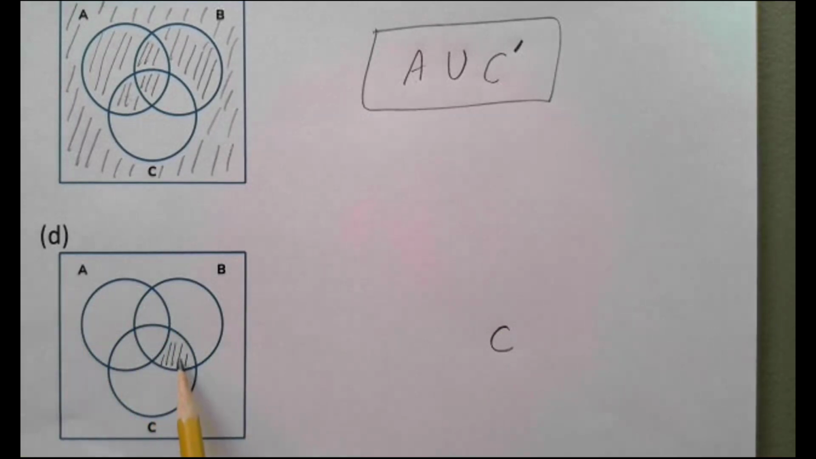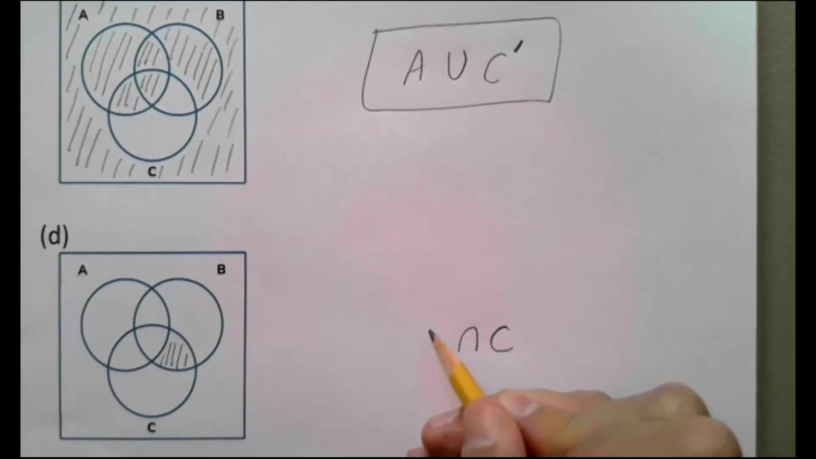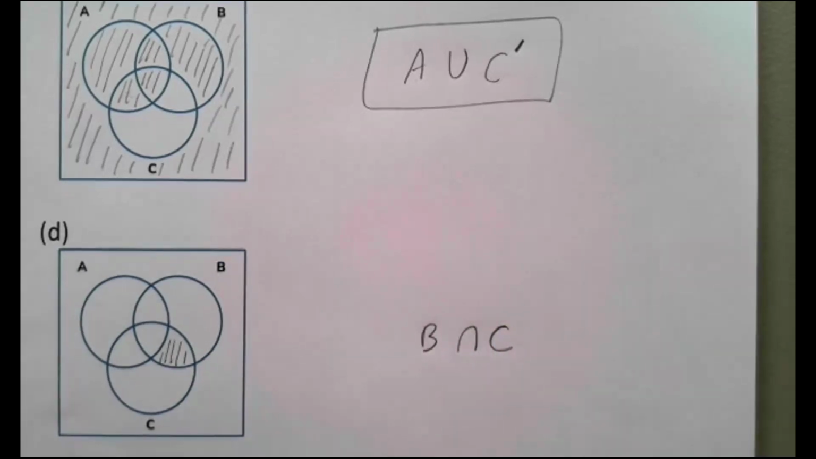So it's in the C circle, but it's where C overlaps with B, right? You see how that's where C overlaps with B? I almost can say this. It's almost that. That's almost my answer, but that would include this part because this part in the middle is also where C overlaps with B. So that's not my final answer.